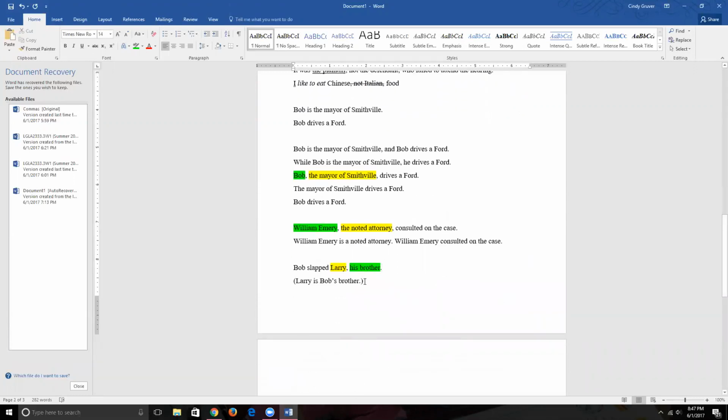Let me show you how that works. Let me show you what I mean. Bob slapped his brother Larry. So now his brother is coming first and Larry is coming second. And you definitely could say that Larry is an appositive for the brother.